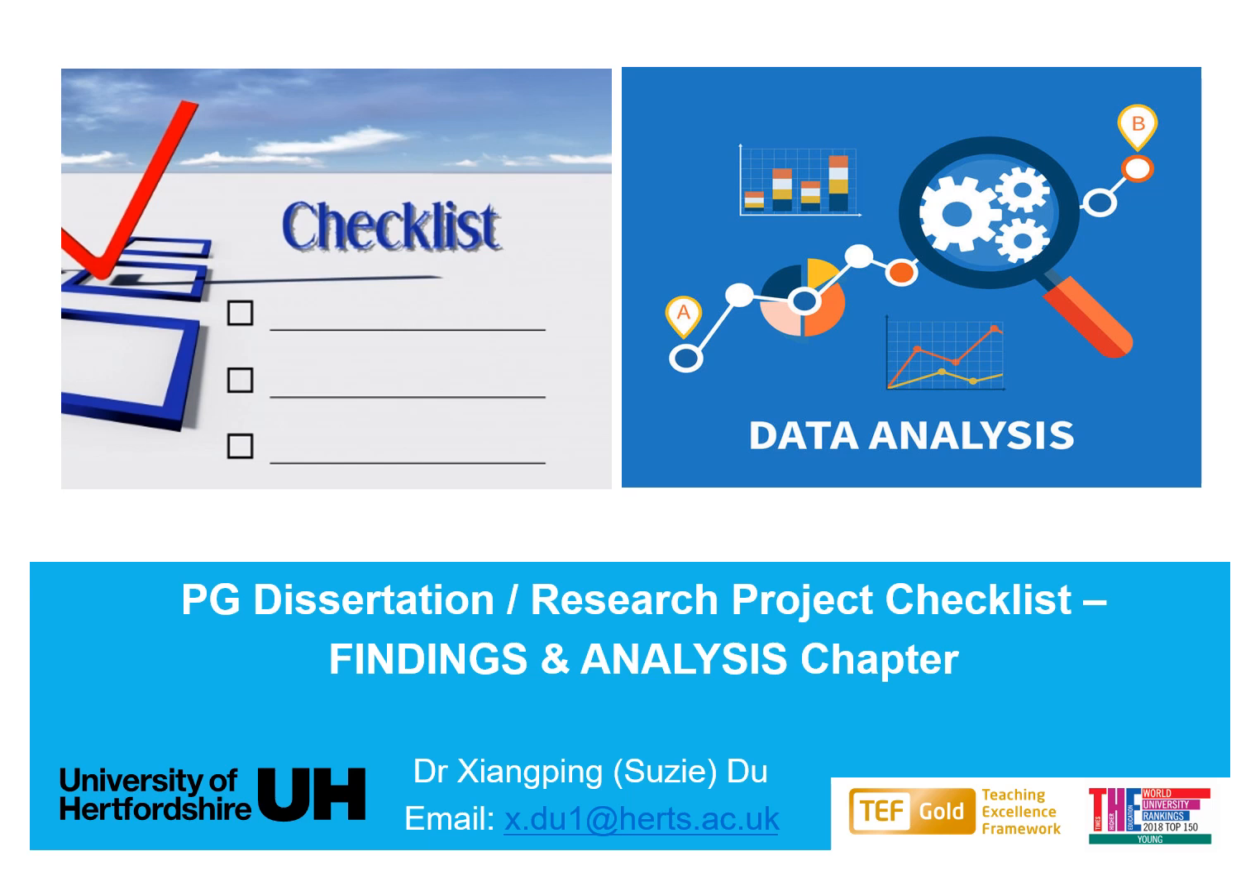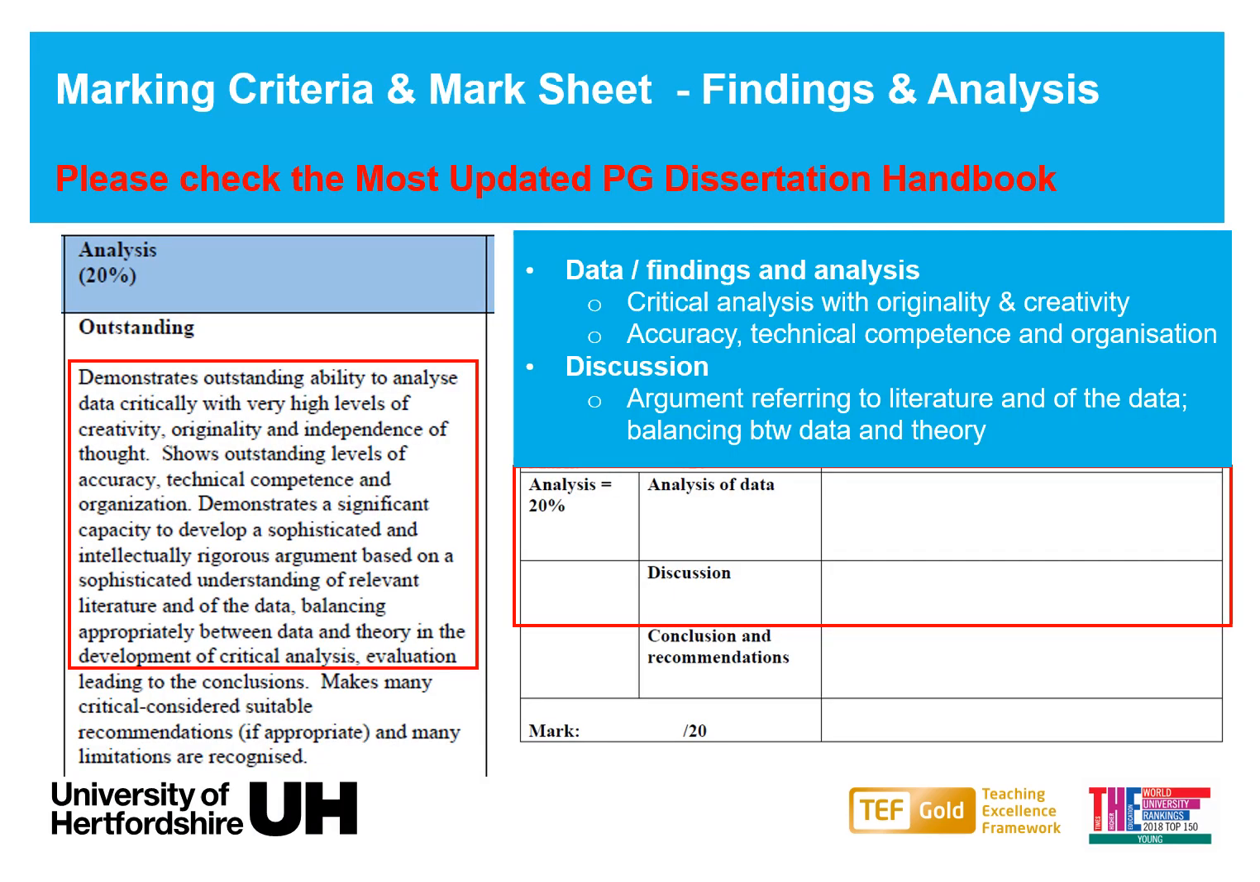This is one of the series of postgraduate dissertation or research project checklists, and this is the fourth checklist on the findings analysis chapter. The marking criteria and mark sheet of the findings analysis chapter have also included the conclusions and recommendations section. As you can see from the mark sheet, under analysis, 20% of the marks, it has three sections: analysis of data, discussion, and conclusions and recommendations.